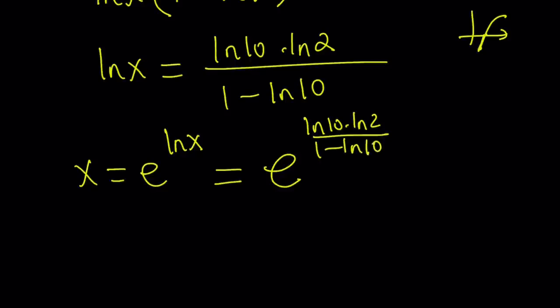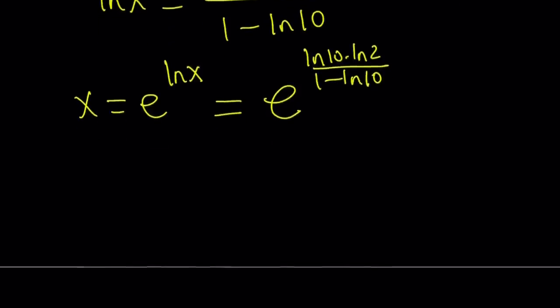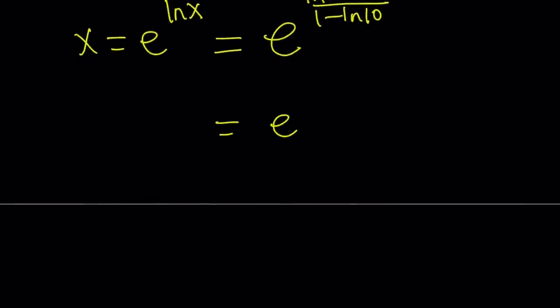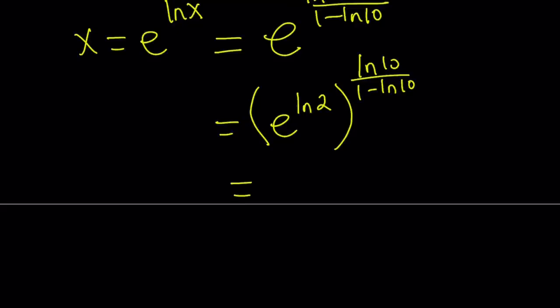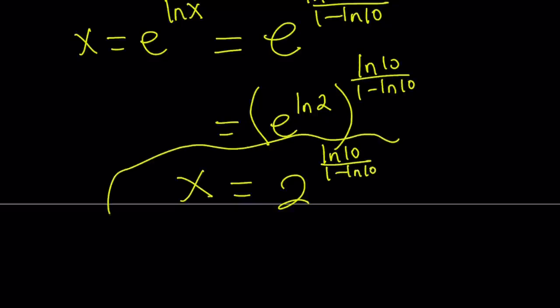You can leave it as is, but also do a little bit of manipulation here. For example, this can be written as e to the power ln 2 to the power ln 10, over 1 minus ln 10. So keeping the 10s together and tucking the ln 2 inside. But e to the power ln 2 is just 2. So this is like changing the base, but not the log base, the exponential base. So we can write x as an exponential expression like this one.